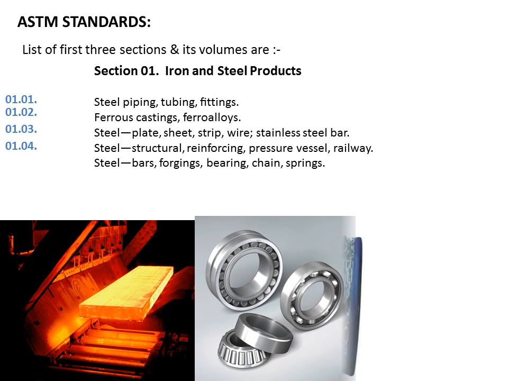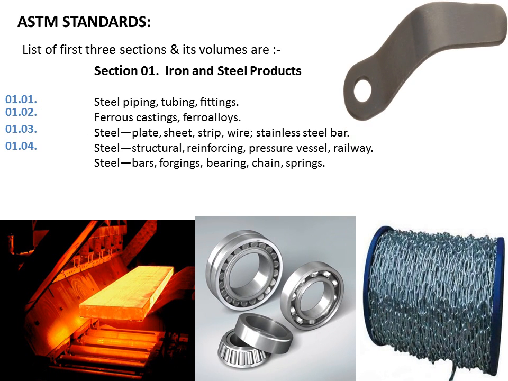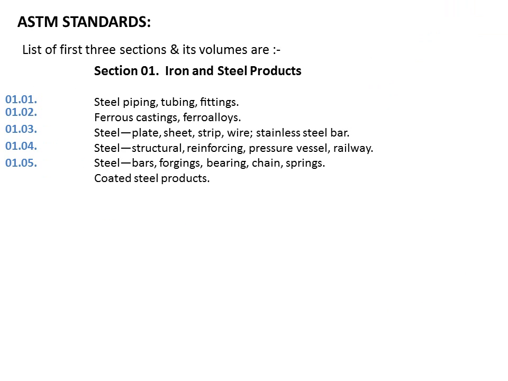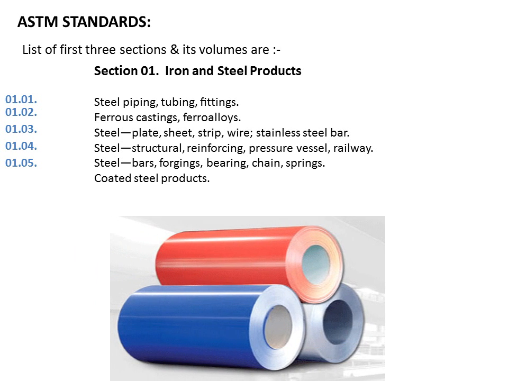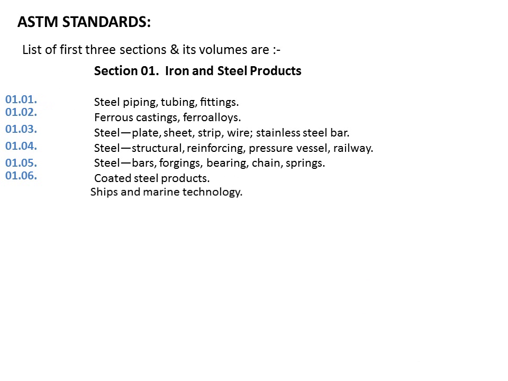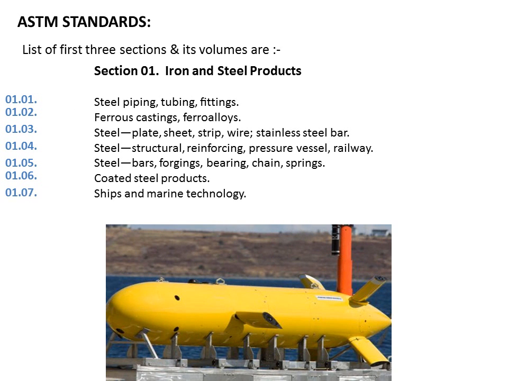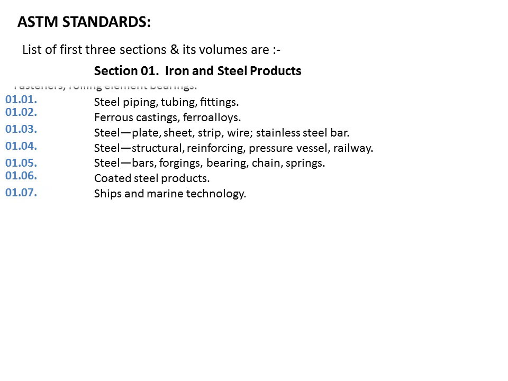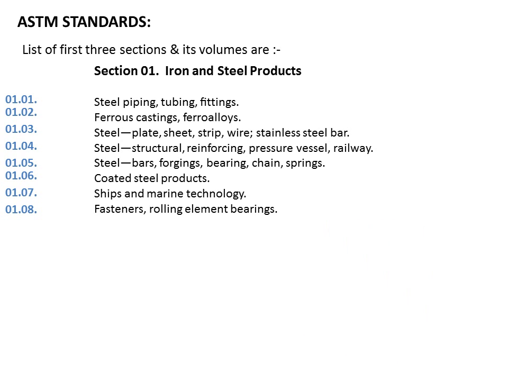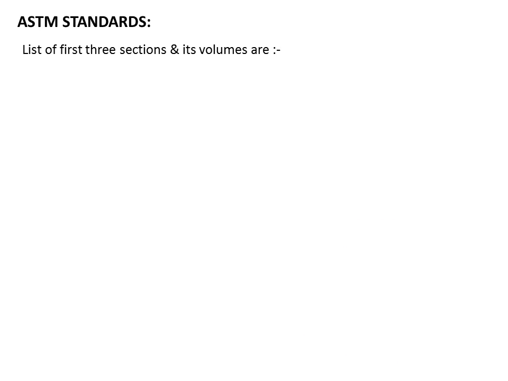Steel bars, forgings, bearings, chains, and springs are governed in volume 1.05. For coated steel products, we have volume 1.06. For ships and marine technology, we have volume 1.07. And for fasteners, rolling elements, and bearings, we have volume 1.08. So these are the iron and steel products.